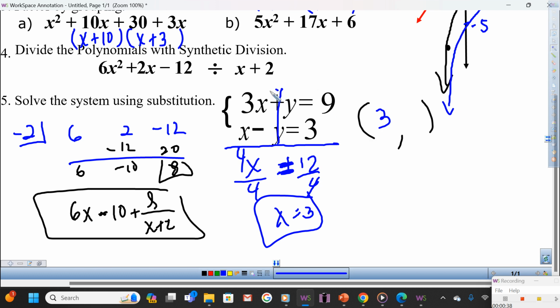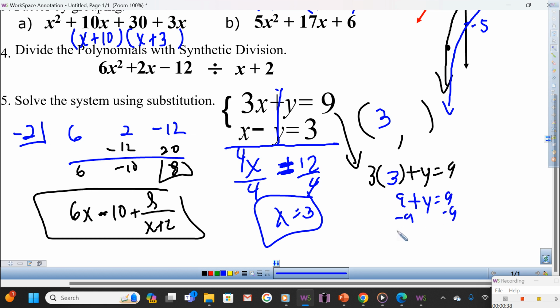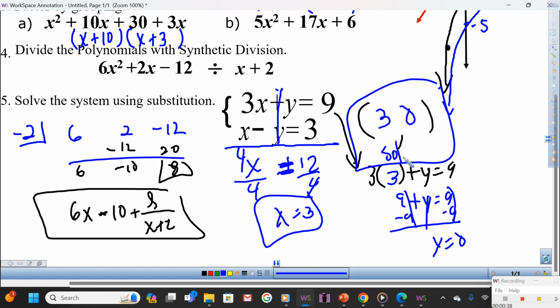Take that, substitute into any of the two equations. I'll take the top one. This is 3 parentheses for x plus y equals 9. We substitute the 3 in here, so this is 9 plus y equals 9, minus 9, y equals 0. And tell your neighbor what this means, please. What does this mean? It means what? The intersecting points of what?